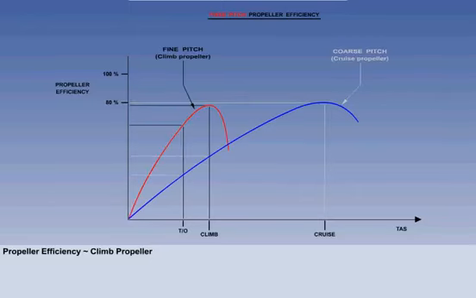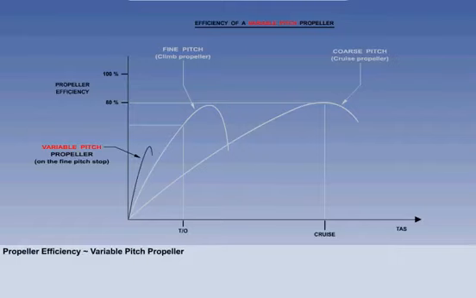In comparison, a fixed-pitch climb propeller gives maximum efficiency at low speed, but unfortunately is totally unsuitable for flight at a sensible cruising speed. For optimum efficiency across the required speed range, a propeller whose blade angle can be varied in flight is required. Fine pitch for takeoff and climb, and coarse pitch for cruising. This type of propeller is called a variable pitch propeller.